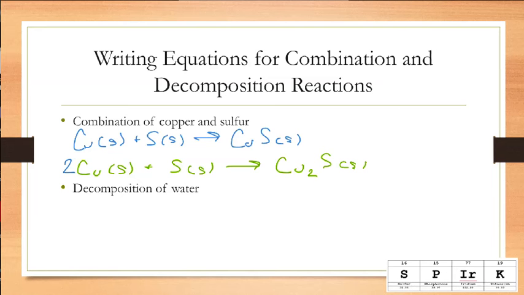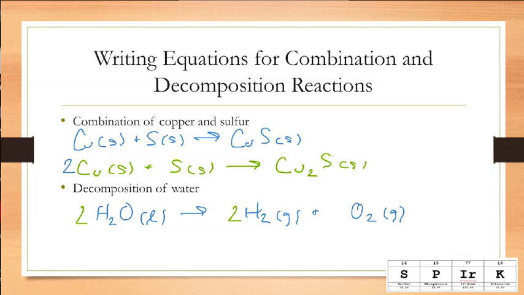If we look at the next part, the decomposition of water. So decomposition, remember we start with one compound and we're breaking it apart. So we have H2O yielding H2 and O2. Now again, we need to think about balancing this equation here. We have 2 oxygens on the right, so we're going to add our 2 over here, and now we have 2 on the left. But now we have 4 hydrogens on the left, so let's get 4 hydrogens on the right by adding the 2 in front of H2.